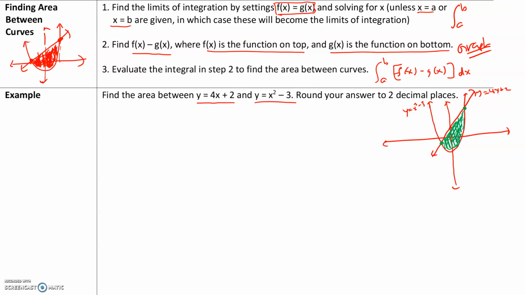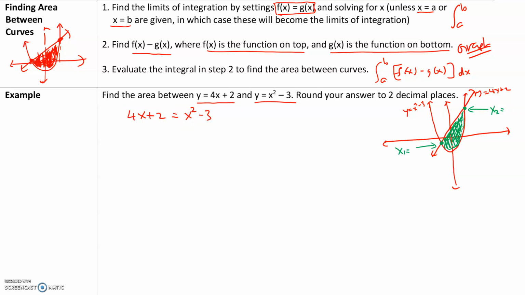So the first thing we need to know is, what are the x values? What's x1 and what's x2? So this bounded region, where does it begin and where does it end? At which x values? These x values occur when the two graphs intersect. So we want to find the points of intersection, and to do that, we simply set 4x plus 2 equal to x squared minus 3, and we solve that equation.